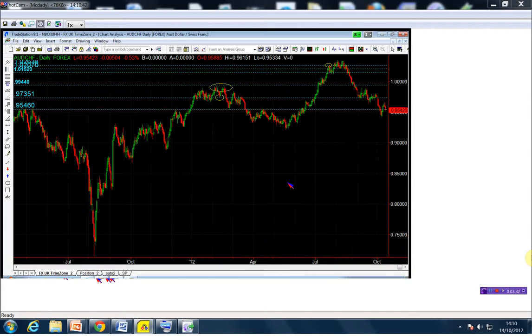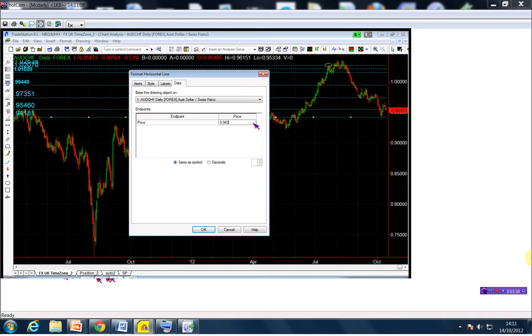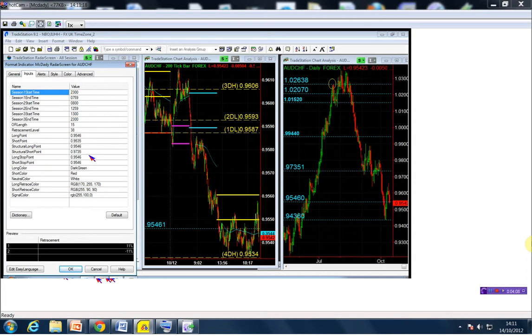What we can do is take this momentum low as our next significant point, or actually it's a structure point, believe it or not. Technically it is a structure point, and that is 94.36. Wow, 94.36. So it's about a 100 pip move, so that's good. So the structure short point is 94.36.